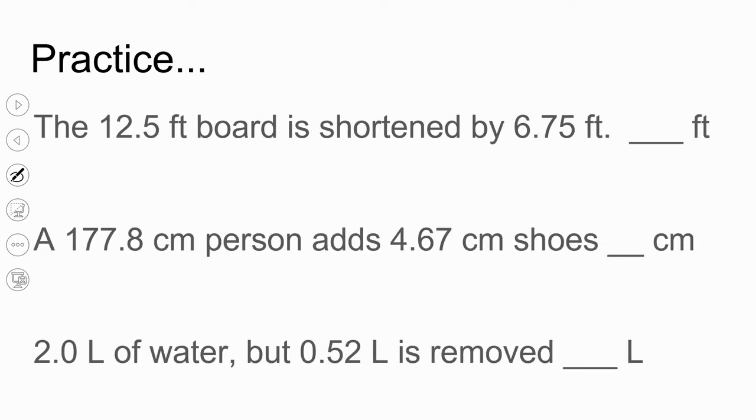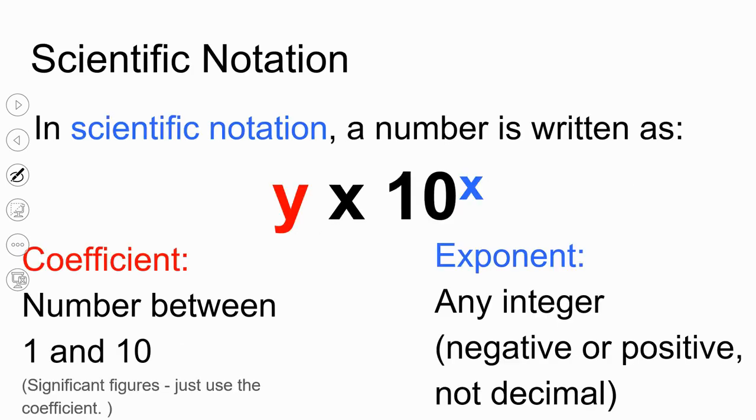Okay, let's do the same thing with this one. How many decimal places should this answer have if we're subtracting? Good, 1. How many decimal places should this second one have? 1. How about this last one? Also 1. Good, that was boring. All 1. Okay, the next thing that we need to talk about is scientific notation.